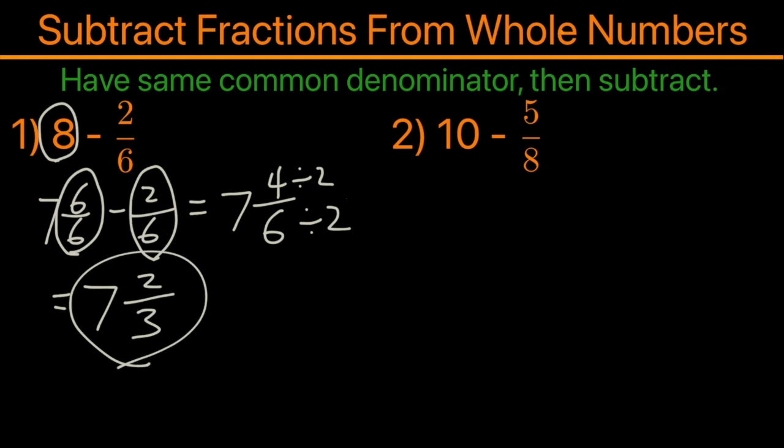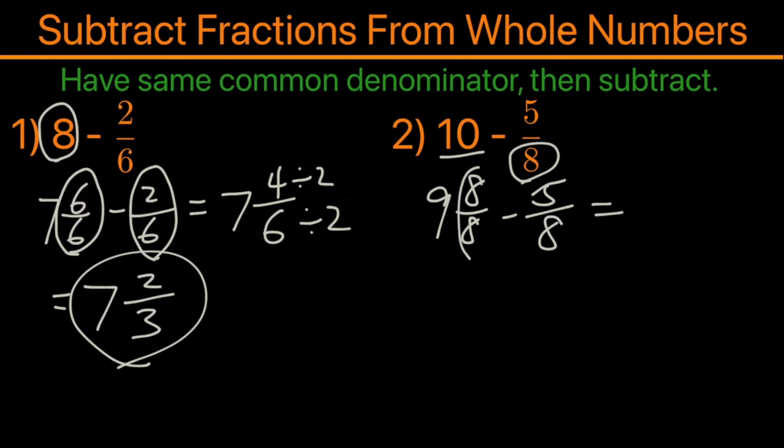Now let's try the second example. We have 10 minus 5/8. For this one, I'm going to convert the whole number to a mixed number. So that would be 9. And since the fraction that we are subtracting has the denominator 8, I'm going to put 8 over 8. Then we will subtract 5 over 8. Simply taking 8 over 8 minus 5 over 8, we have 3 over 8. And the whole number would be 9 because 9 minus 0 is 9. And this gives us the mixed number of 9 and 3/8 as the answer.